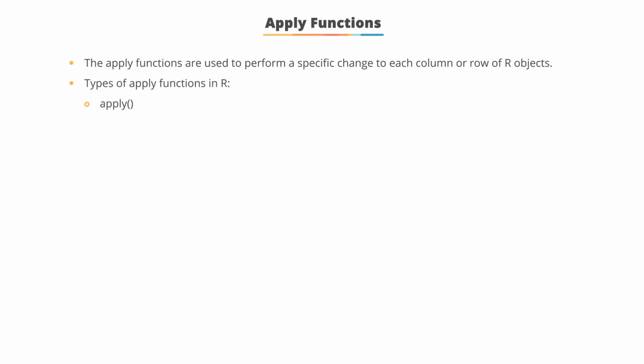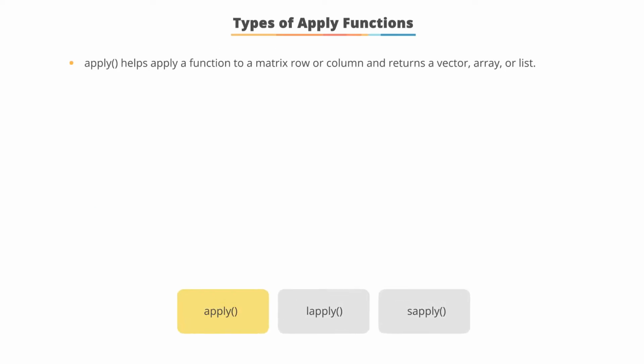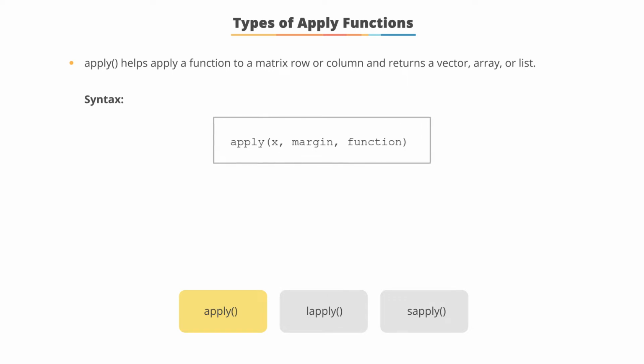So we have base apply, lapply, sapply, tapply, mapply, vapply, and rapply. The apply function helps apply a function to a matrix, row, or column, returning a vector, array, or list. Well, what does that look like? Using the syntax, we have apply x, the margin, and the function. So x may be our vector or variable name or data frame.